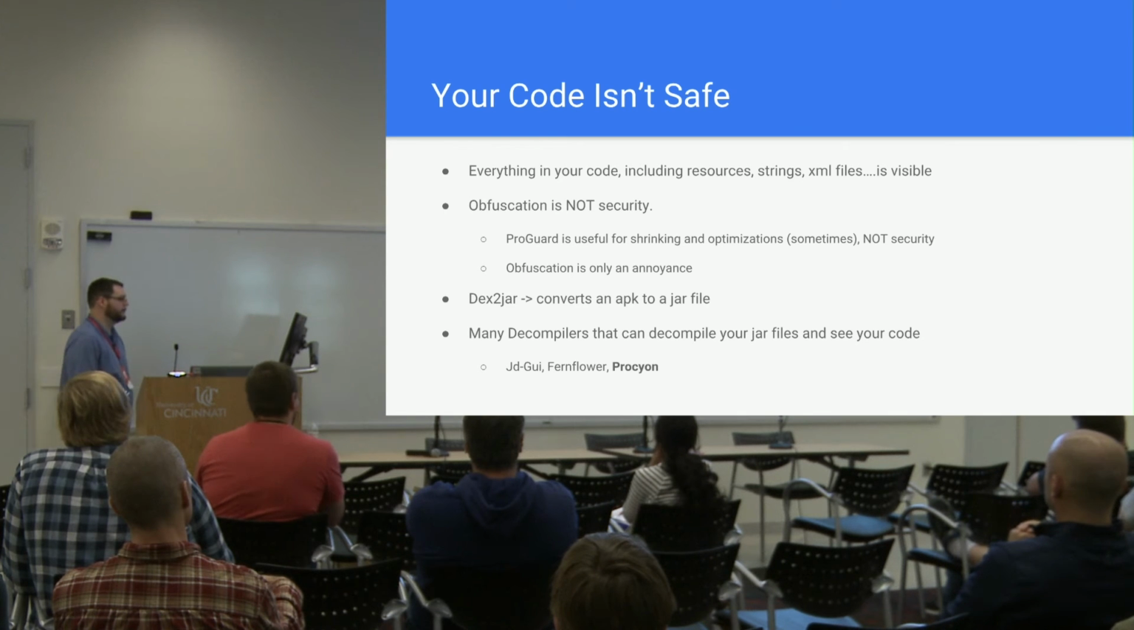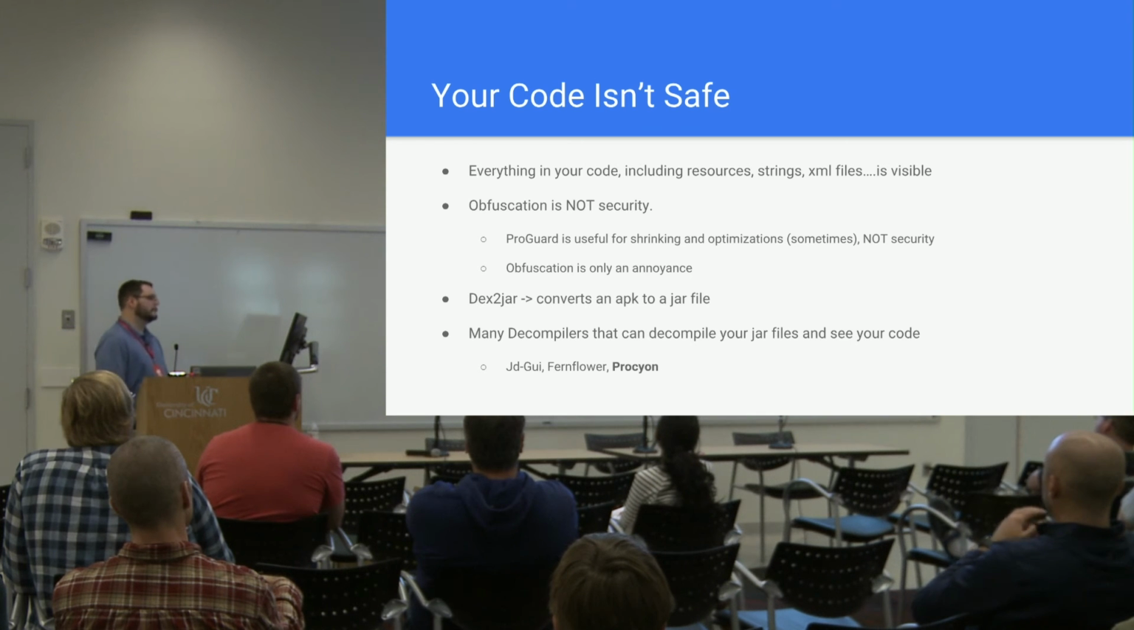ProGuard is useful for shrinking and optimization sometimes, but it is not actual security. Obfuscation is only an annoyance to a true attacker. You can do things like dex2jar, which can convert an APK to a jar file. There's a ton of decompilers that can then decompile jar files and actually see the code. There's Procyon, JD-GUI, Fernflower. There's a lot of things out there that can decompile your app and they can see everything.